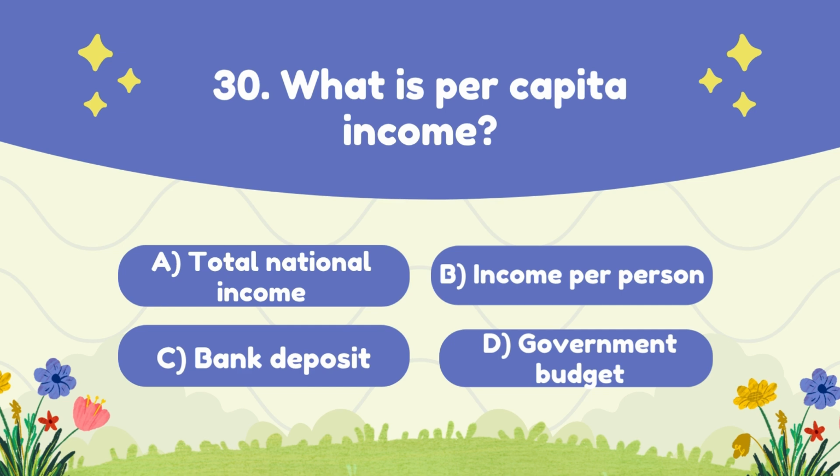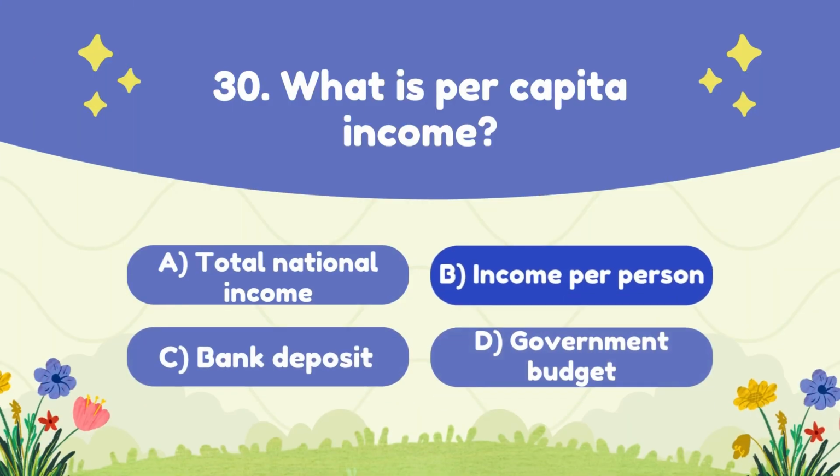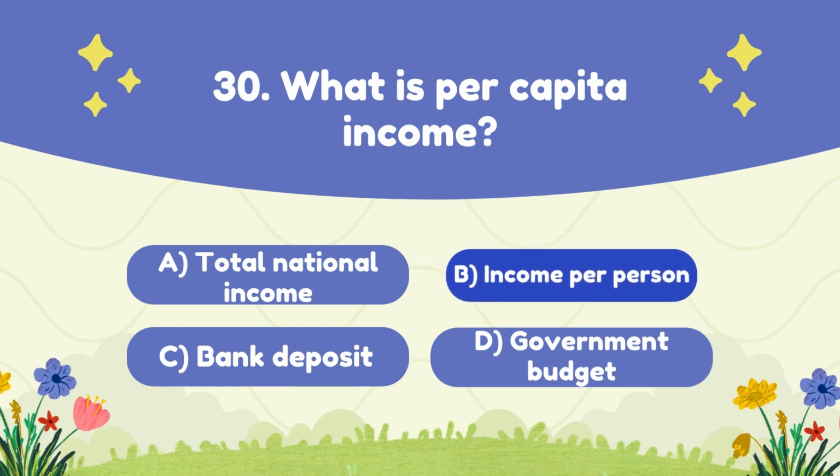What is per capita income? A. Total national income. B. Income per person. C. Bank deposit. D. Government budget. The answer is the income per person, calculated by dividing national income by population.